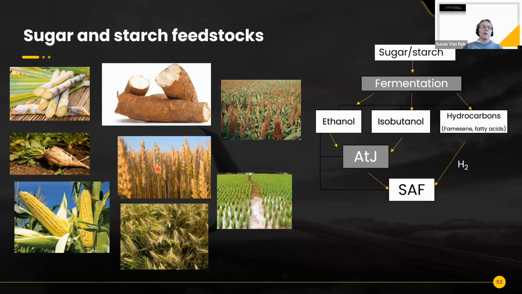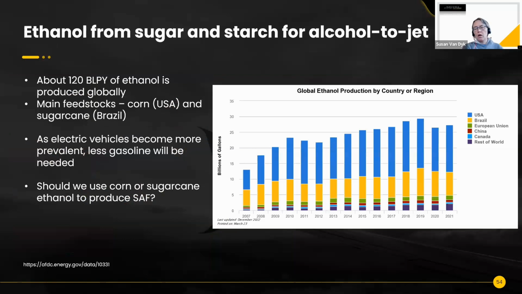So this is just some of the sugar and starch feedstocks. This is cassava. This is sugar beets, wheat, etc. So there's a lot of different feedstocks. Now, we already produce a lot of ethanol globally because of policies that make it compulsory to blend ethanol into gasoline. So we already have 120 billion liters of ethanol produced globally, and the main feedstocks used are corn, the blue one, and sugarcane in Brazil.